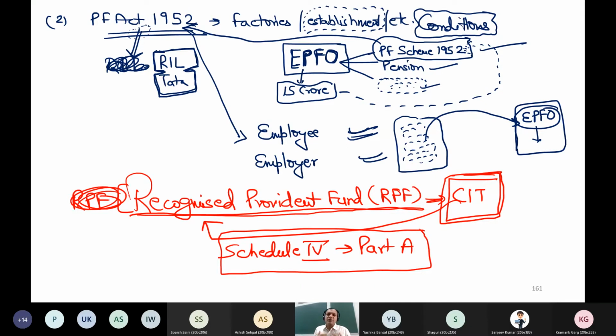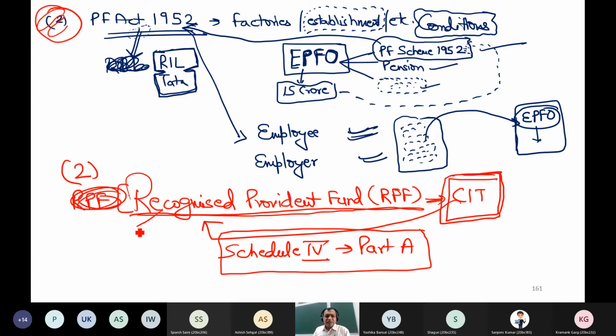If as a factory owner I have very few employees, and I'm not supposed to legally be a part of EPFO and I also don't want to be part of EPFO, and I want to manage my own provident fund myself, then I have to read Schedule 4 of the Income Tax Act, Part A, which gives the provisions of recognized provident fund. So this is my second provident fund. First was SPF and second is RPF. So I'm cutting this second point now.